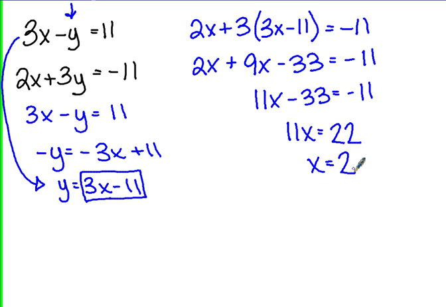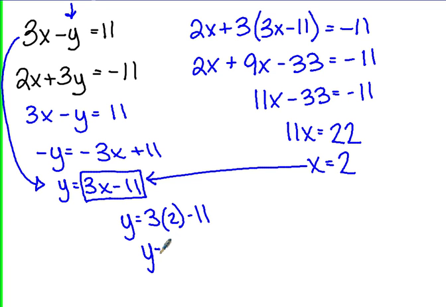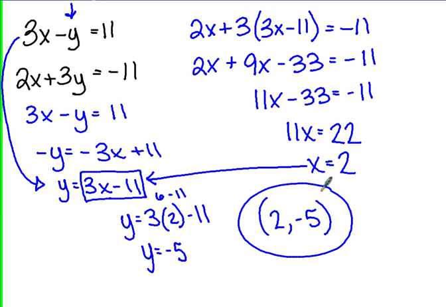Okay, so we have solved for x. We know what our x value is. Now I'm going to take this value and substitute it back into this equation here, which was a derivation of my first equation, in order to solve for y. All right, so y equals 3 times 2 minus 11, which is really 6 minus 11, which is negative 5. So we have x is equal to 2, y is equal to negative 5. The last thing that we need to do is write our solution as an ordered pair. We get (2, negative 5).